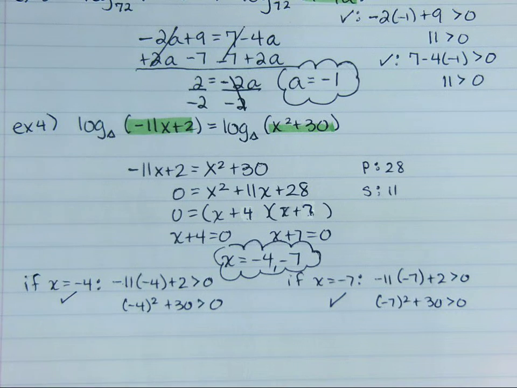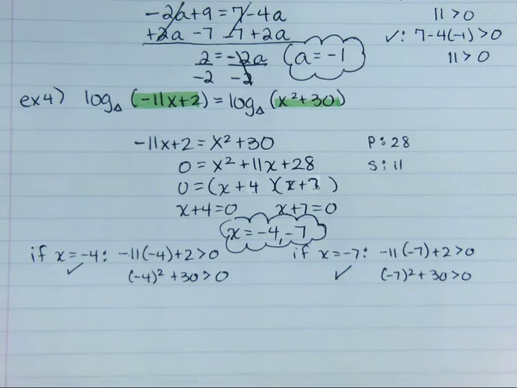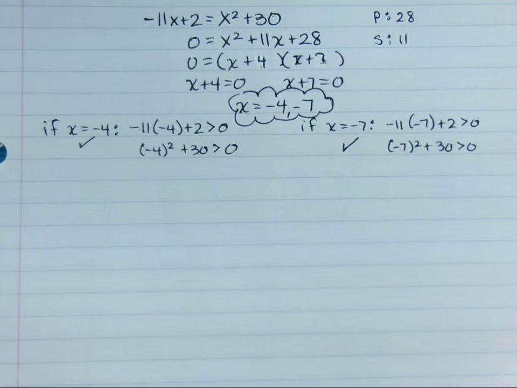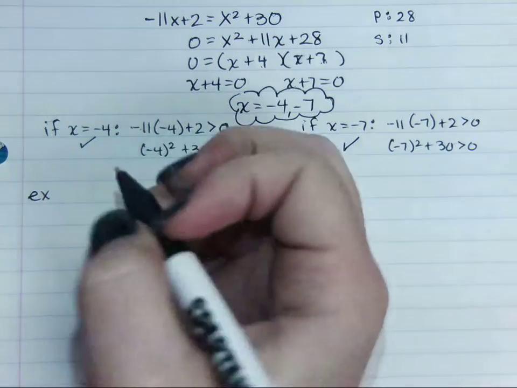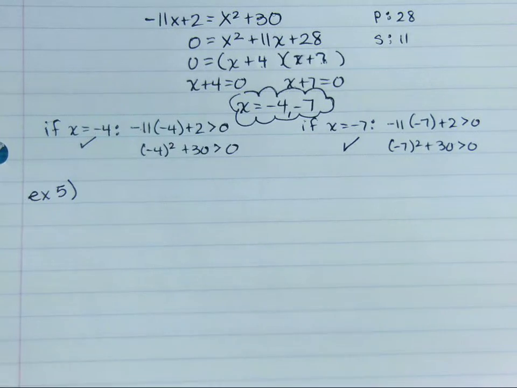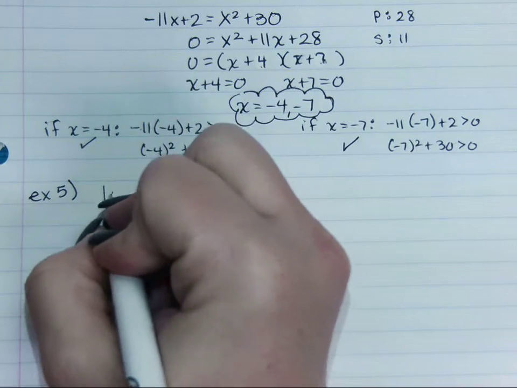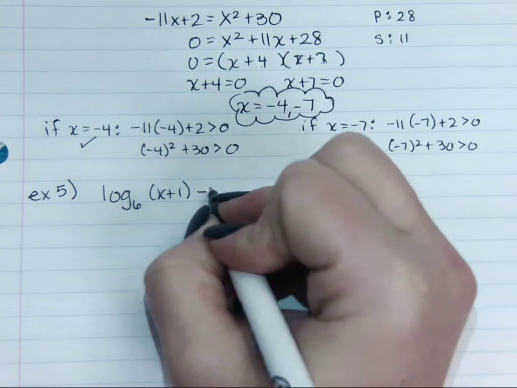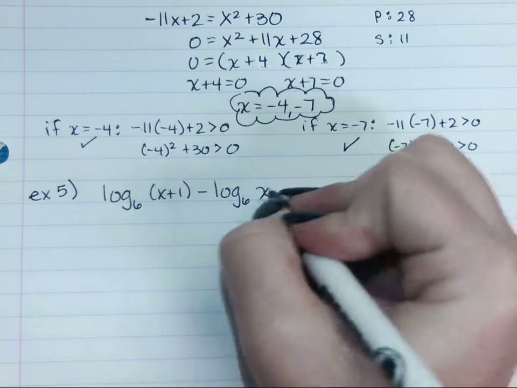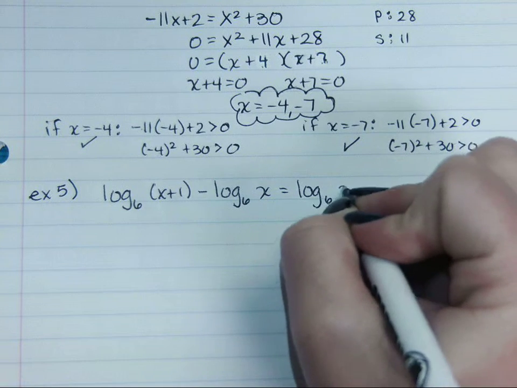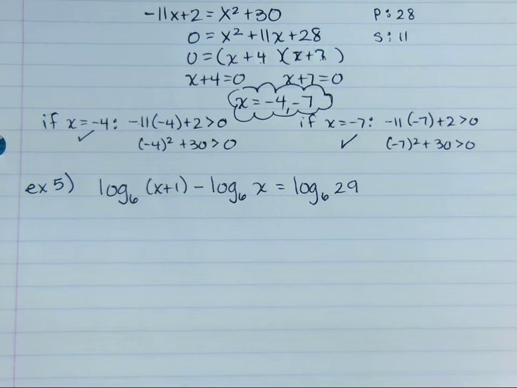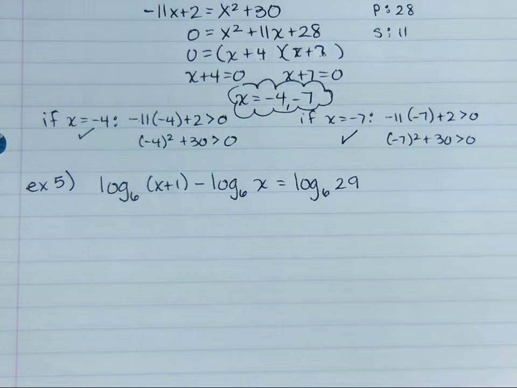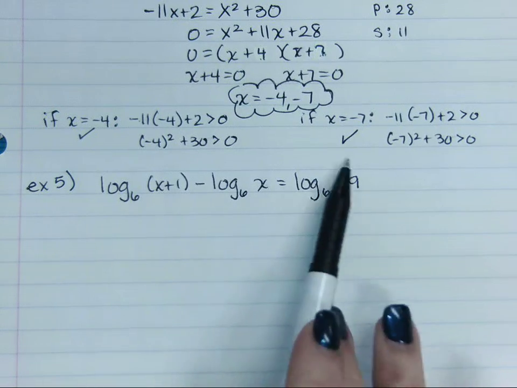So now, what happens if we have more than one logarithm and I need to be able to use my rules to condense first? That's going to be my example number 5. I have log base 6 of x plus 1 minus a log base 6 of x equals log base 6 of 29. Now I'm not allowed to simply set my functions equal to each other. The only way that works is if I have one logarithm on the left and one on the right.